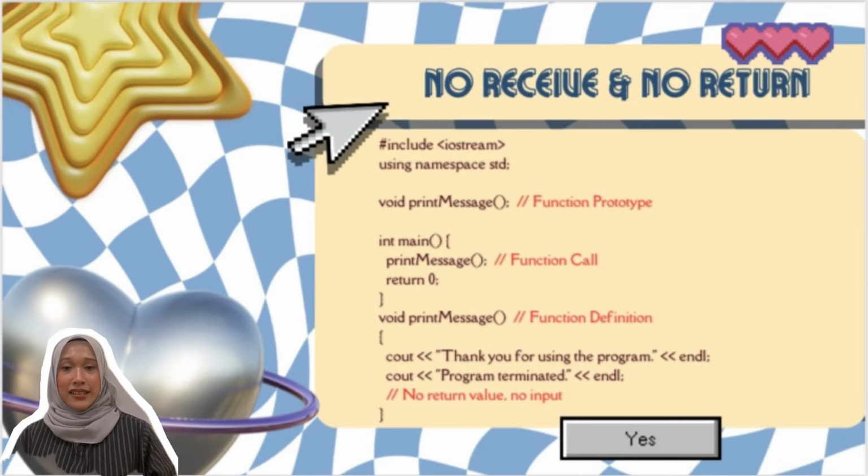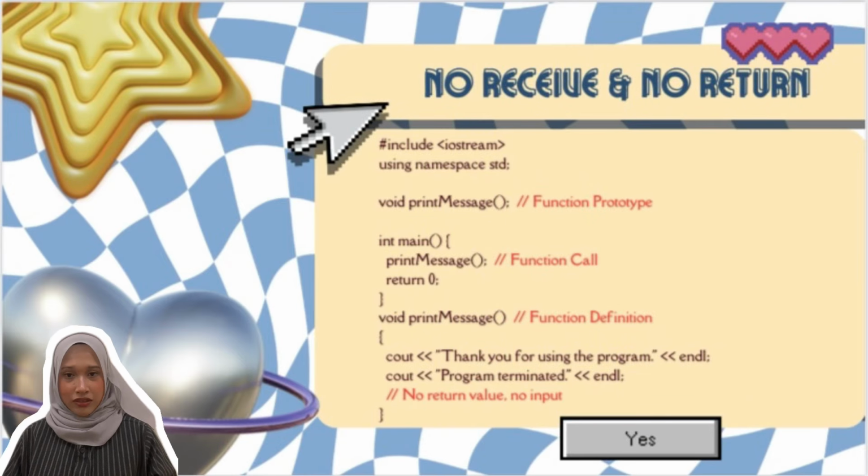So, in this slide, void printMessage() is the function prototype. printMessage() is the function call and void printMessage() with its body is the function definition. The top line is called the function header and the code inside the curly brackets is called the function body. So, the easiest way to remember this type of function is that the function only does a task. It receives nothing and returns nothing.